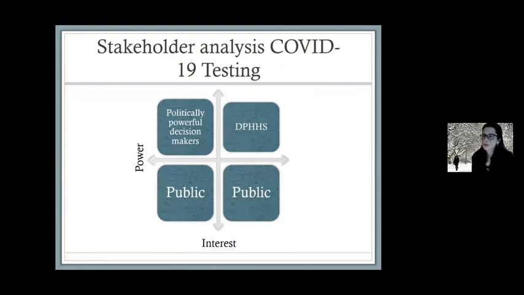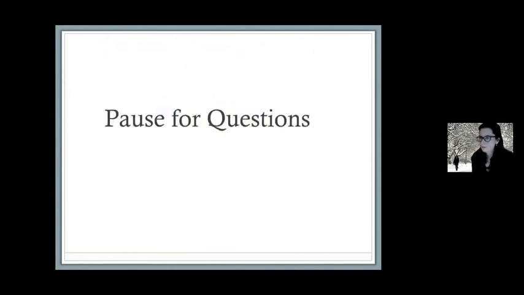So for instance, if we look again at our COVID-19 testing example, some stakeholder analysis would be along the lines of looking at relative amounts of power and relative amounts of interest. We have the public, we have politically powerful decision makers, we have DPHHS. So all of these kinds of players would be playing a role. For instance, these are some, not all, in a stakeholder analysis of a COVID-19 testing program. And not all of them wield the same amount of power. Not all of them have the same amount of interest. And it's good to think through these things at the start.